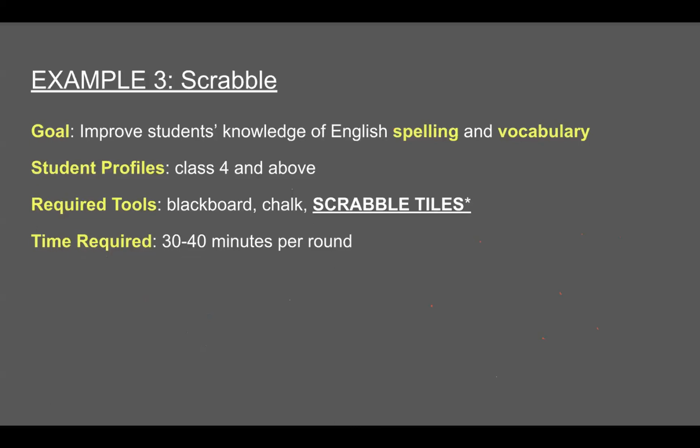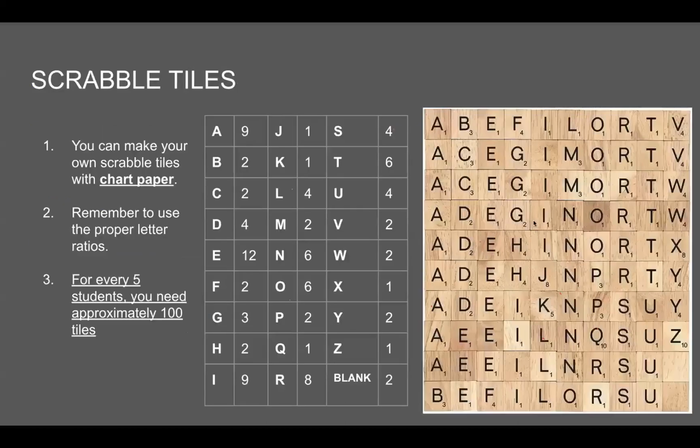Well, you can make them yourself. I have made some from plastic. I have made some from wood. I have bought some on the internet. I have made some from chart paper. There are many different ways to make Scrabble tiles. And this is kind of what they look like. I'm sure you recognize them now.